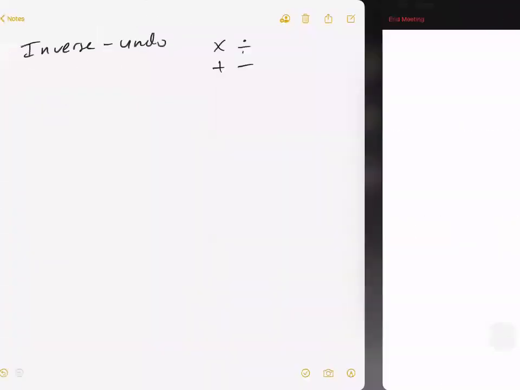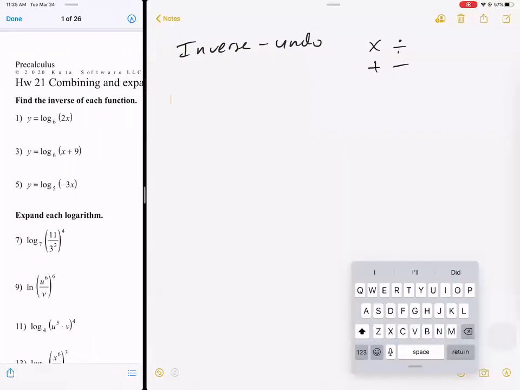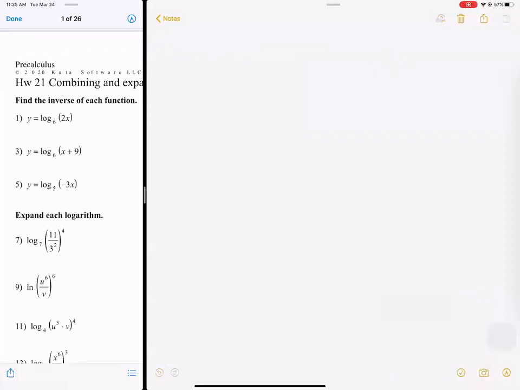Okay, everyone's okay now, right? My goodness. Thank you. Okay, so we're doing inverses. Oh, this volume.